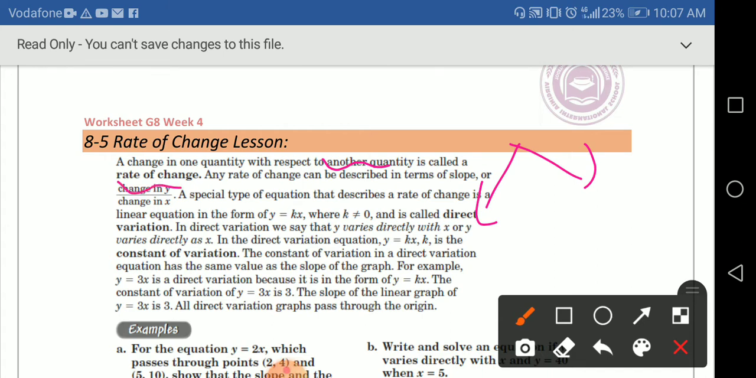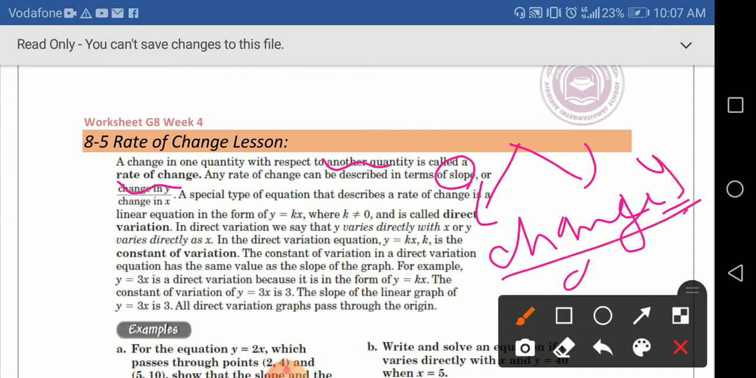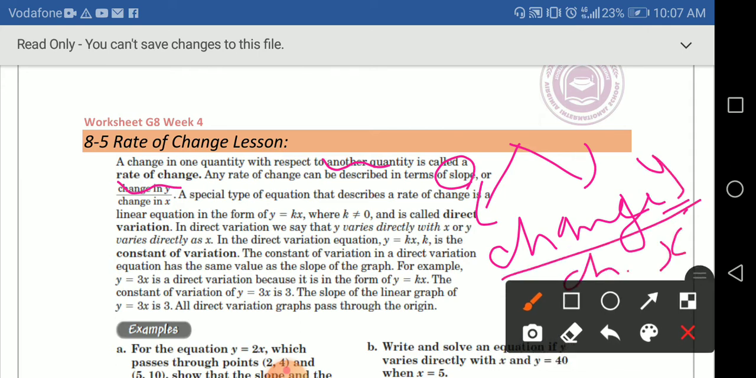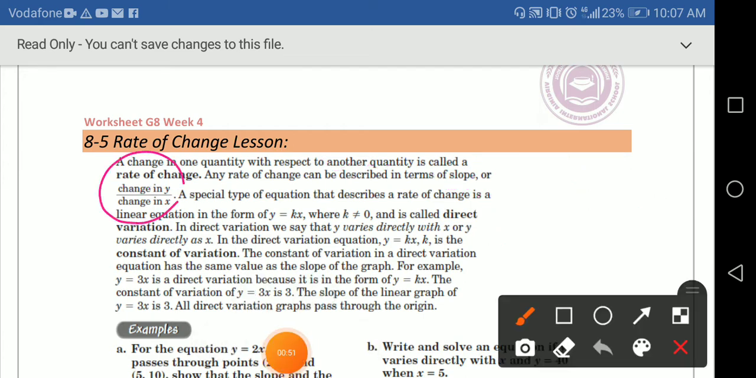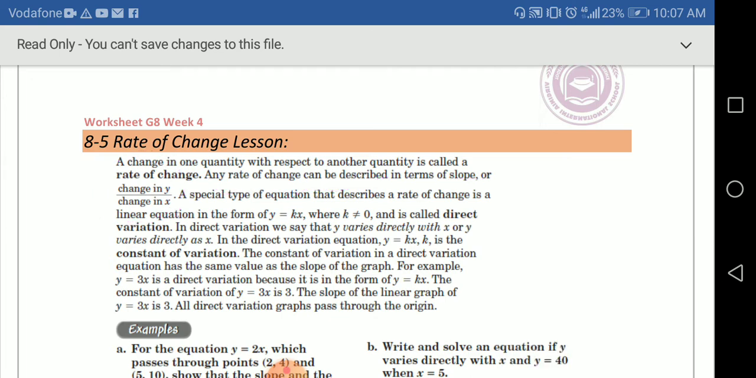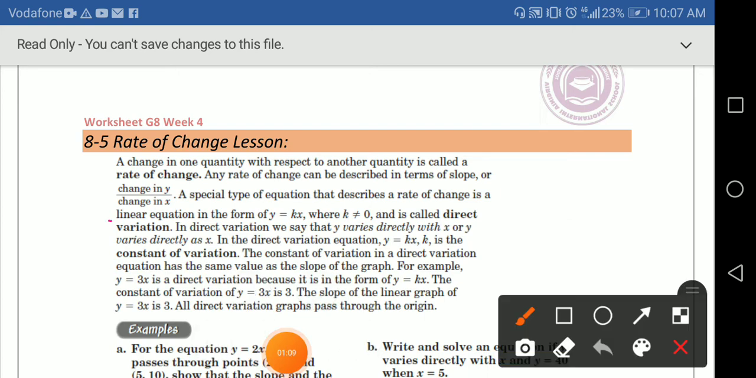And rate of change can be described in terms of slope or change in y. Guys, this is important. Change in y over change in what? Change in x. So we have here a rule we have to study: change in y over change in x, or slope. So any rate of change can be described in terms of slope or change in y over change in x.